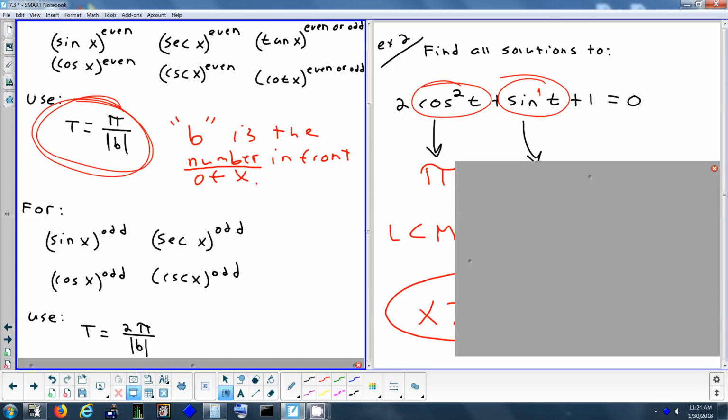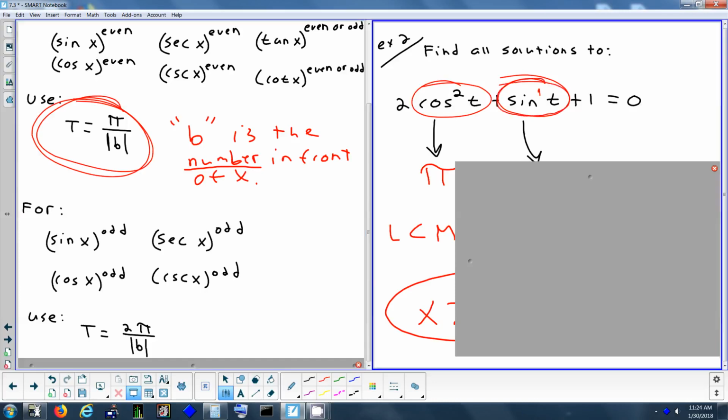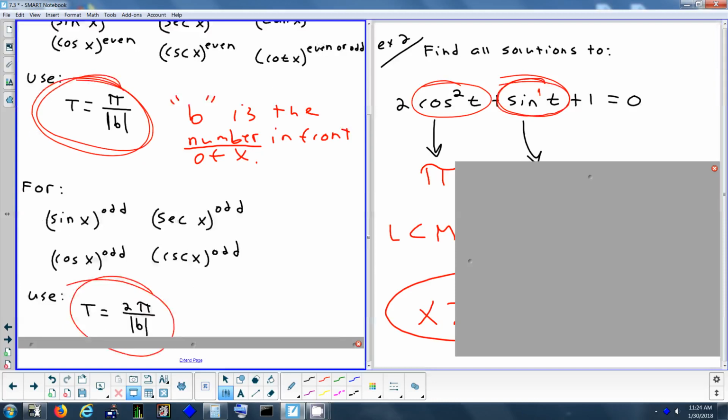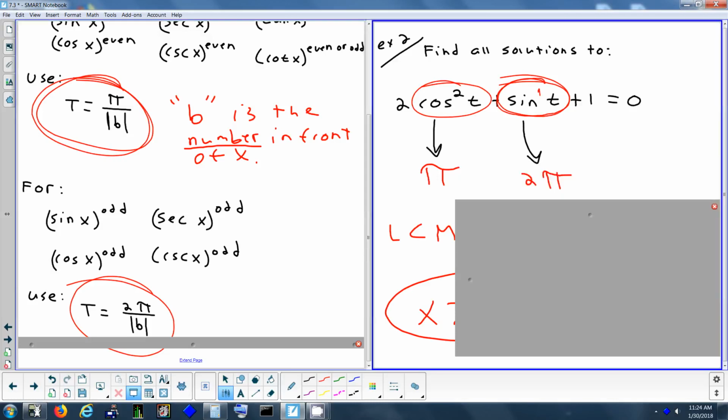Caitlin, looking at the sine term, what's the number in front of t? It's 1. So to find the period of sine t, we should already know this one, but if you didn't, sine to an odd power, use that formula, and then plug in 1 for b. So the period of sine is 2 pi divided by 1. It's just 2 pi.